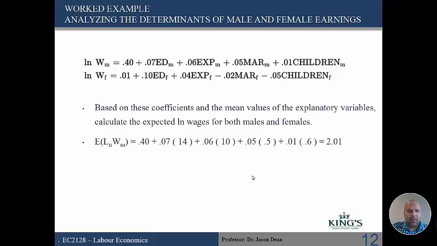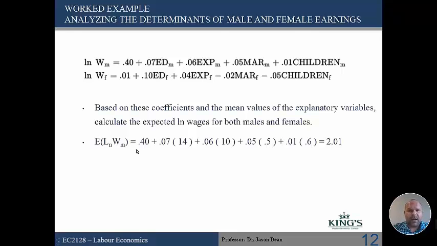Okay, so let's calculate the expected earnings for males. Ln wage for males would be equal to 40 plus 0.7. So if you look at the equation, all we're doing is plugging in those values that we had on the previous slide for the independent variables. So 14 years of schooling for men, 10 years of experience for men, and then we had 50% for being married and 60% for children.